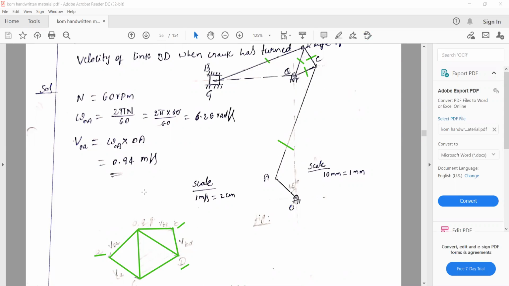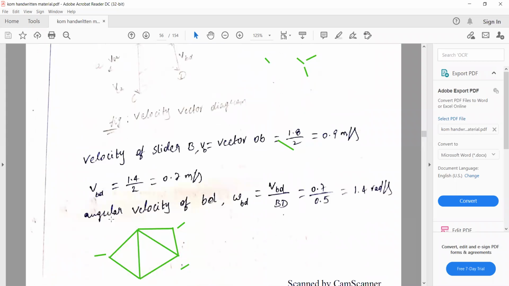Now you will see all the link velocities are drawn here. Later you have to take the values. First the velocity of the slider, that is this length. Just take the scale and measure the length of this one. That is vector OB, it comes to 1.8 centimeter. 1.8 by 2 means 0.9 meter per second. Slider velocity is 0.9 meter per second.